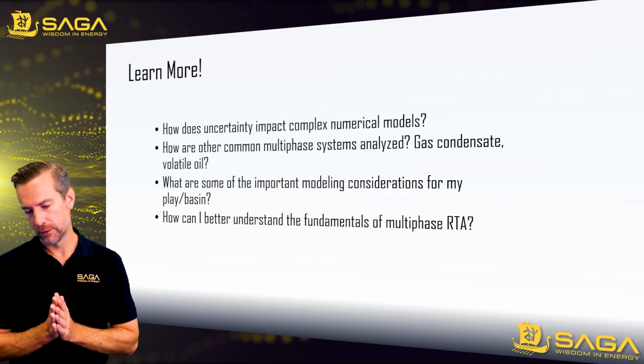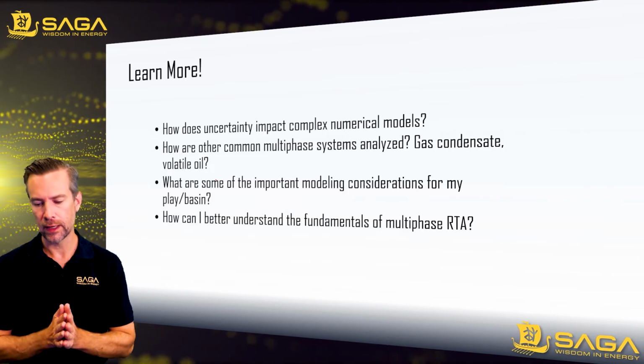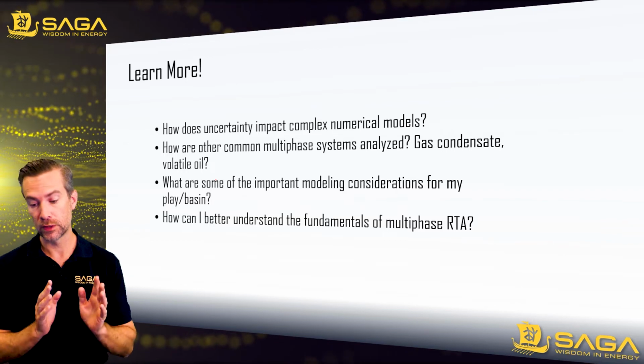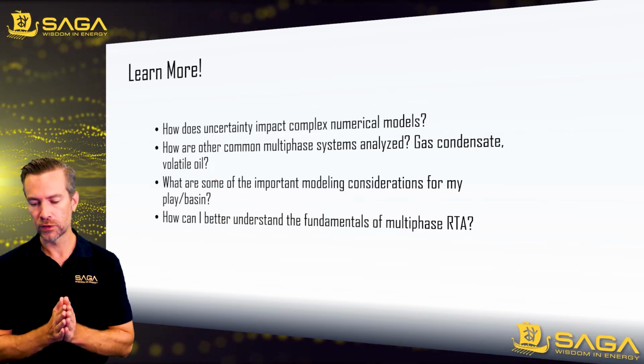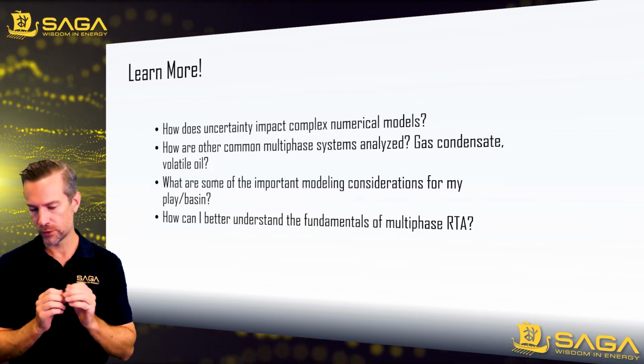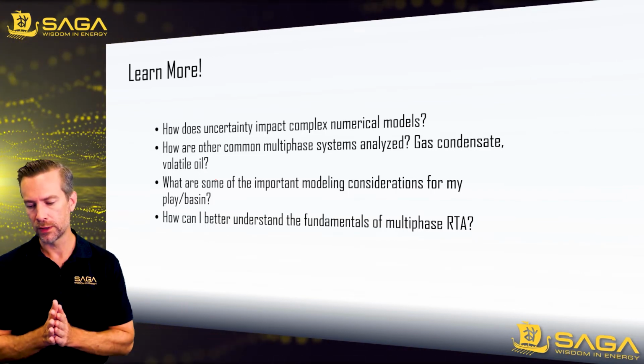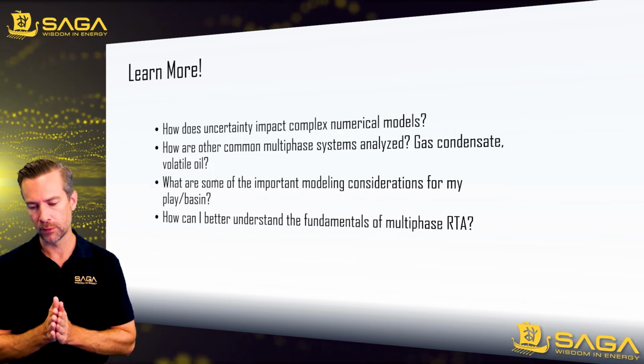There's much more to learn here, okay? So other questions you might have: how does uncertainty impact complex numerical models? We touched on that a little bit. There's obviously a lot more to do there. On the full SAGA Wisdom subscription for the RTA course, there's an entire chapter on uncertainty and using probabilistic workflows for RTA, where we get into that with detailed examples.